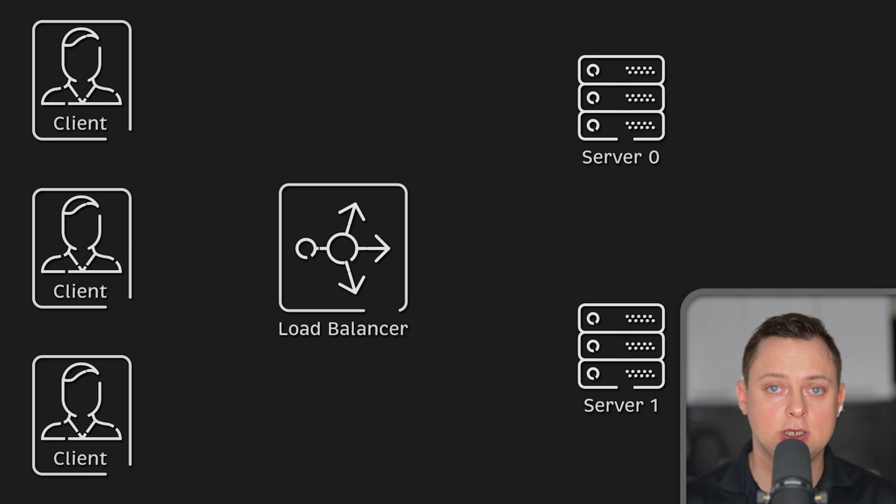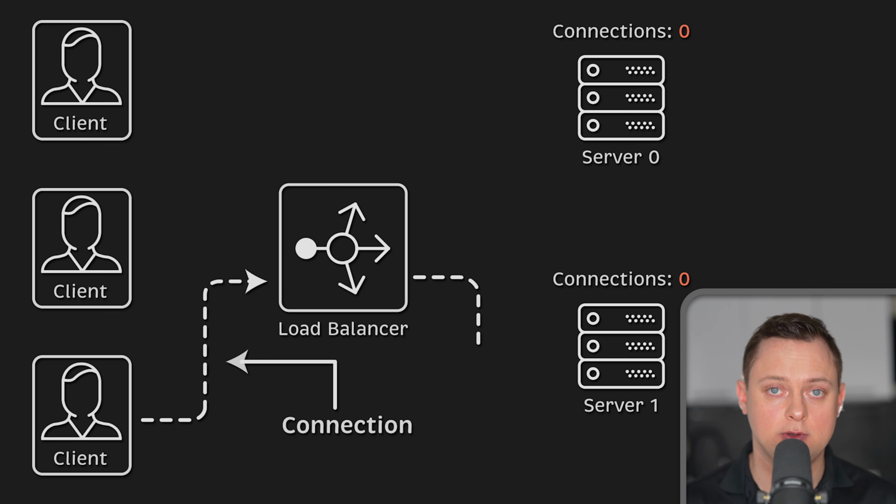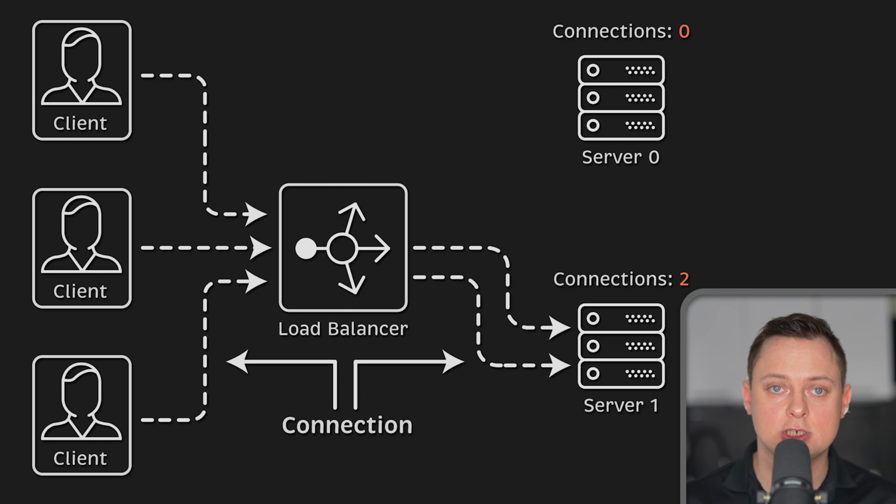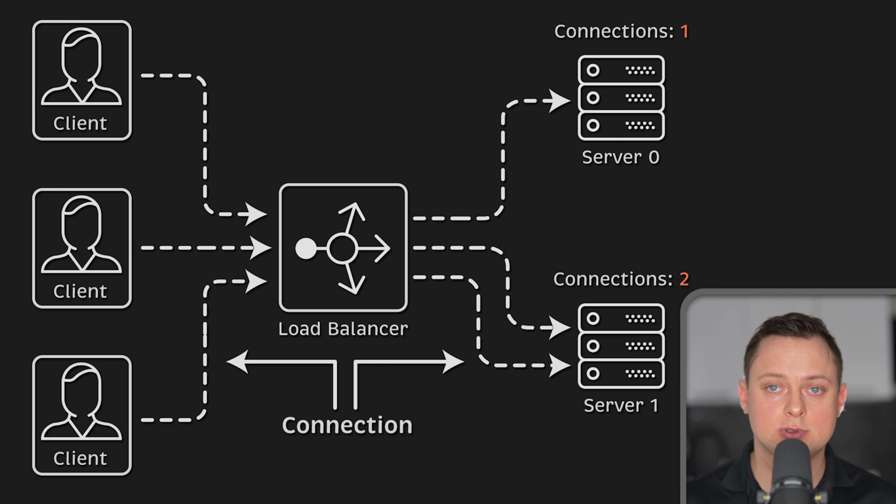A connection is an open communication channel between a client and a server. When the client sends the first request to the server, they authenticate and establish an active connection with each other. In the least connection method, the load balancer checks which servers have the fewest active connections and sends traffic to those servers. This method assumes that all connections require equal processing power for all servers.